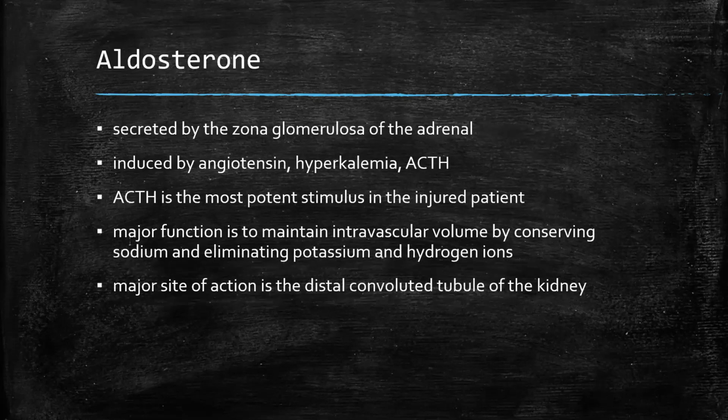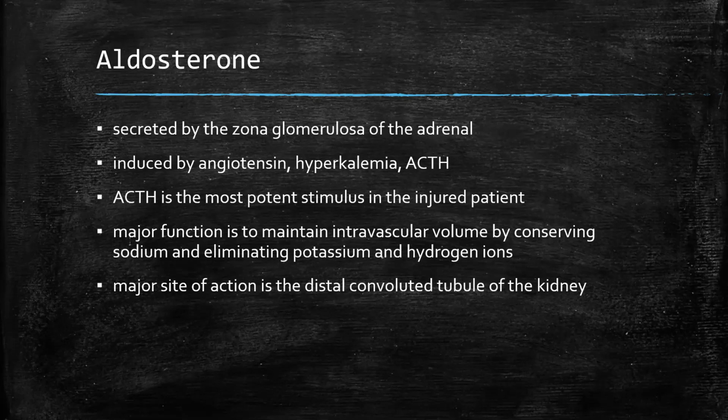So aldosterone is secreted by the adrenal under the influence of angiotensin and increased potassium levels. In the injured patient, ACTH is a very potent stimulus for aldosterone. So why is aldosterone so important?